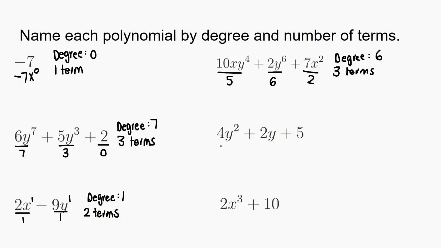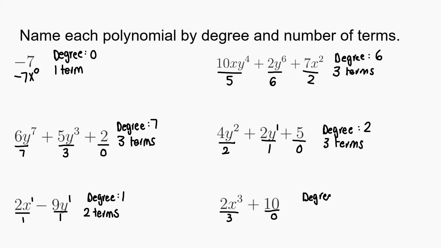What about this one? We have 4y squared plus 2y plus 5. For this one, it's the power of 2. This is the power of 1. And this is the power of 0. Our degree is 2. And we have 3 terms. For this one, we have 2x cubed plus 10. So this is going to be to the power of 3. And this is the power of 0. So our degree is going to be 3. And we have 2 terms here.